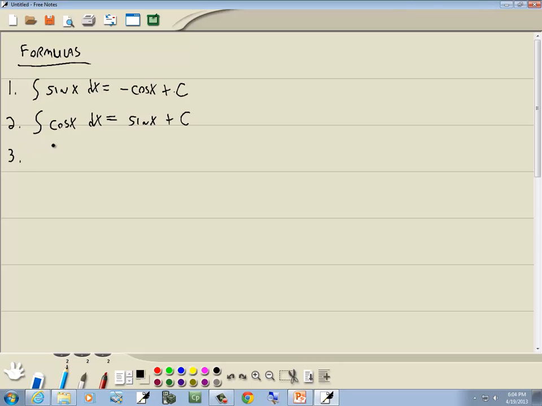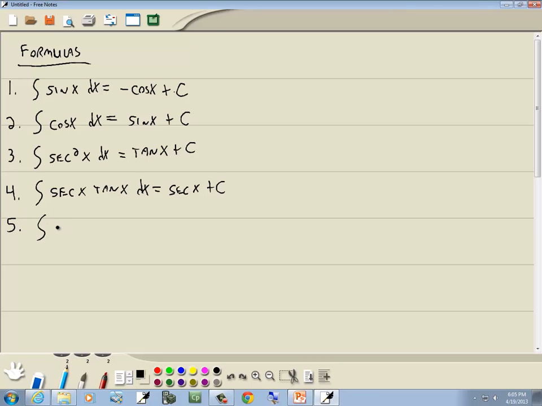The integral of secant squared x dx is going to equal tangent x plus c. Think what the derivative of tangent is. Derivative of tangent is secant squared. The integral of secant x tangent x dx is going to equal secant x plus c. Again, the derivative of secant is secant tangent. So you see how they kind of go backwards?